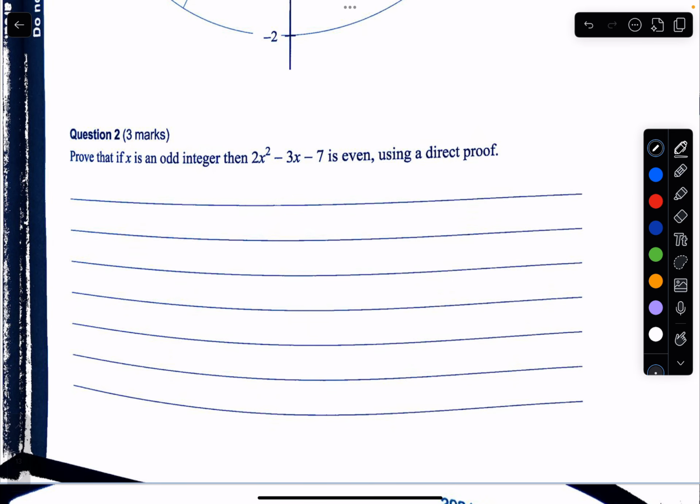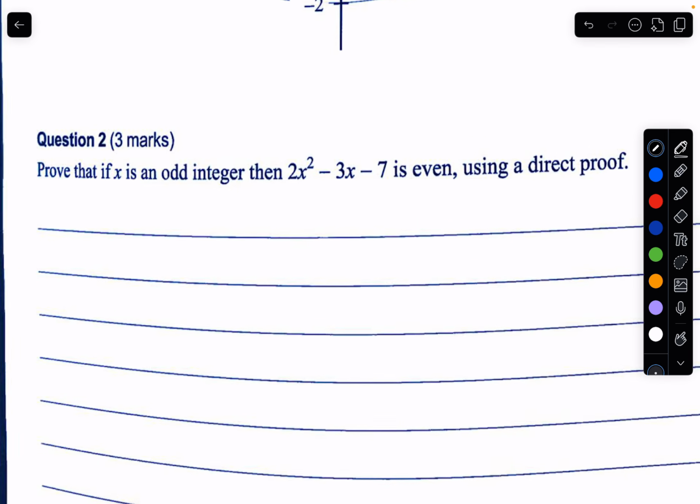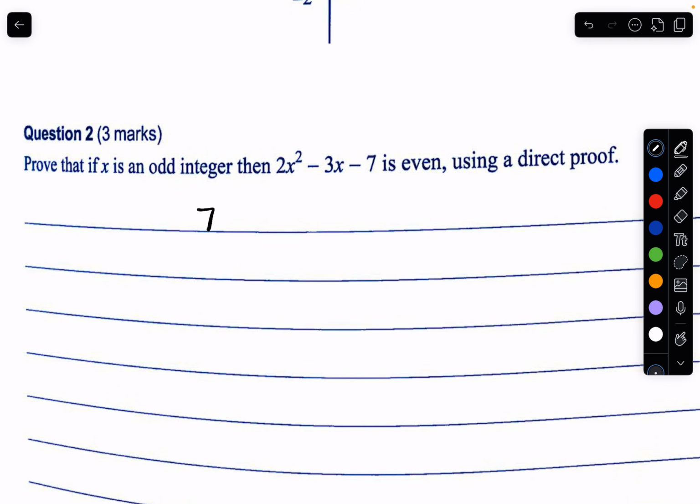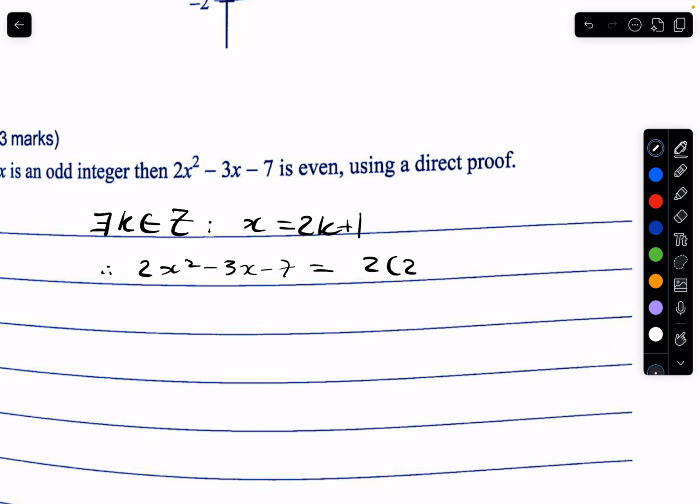Prove that if x is an odd integer, then 2x squared minus 3x minus 7 is even using a direct proof. So if x is odd, then we can say that there exists k, which is an element of integers, such that x is equal to 2k plus 1. So that means 2x squared minus 3x minus 7 is equal to 2 times 2k plus 1 squared minus 3 times 2k plus 1 minus 7.